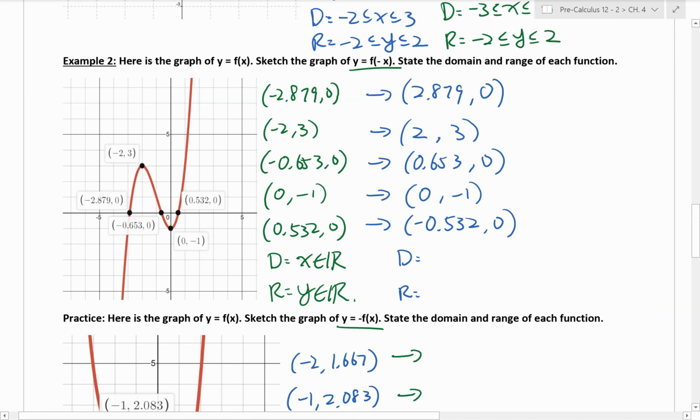Now we can plot. 2.879 is 1, 2, 3, somewhere here. 2, 3, 2 and 1, 2, 3 is here. 0.653 and 0 is somewhere here. 0, -1 does not change. Negative 0.532 and 0 is somewhere here. So the graph becomes like this.